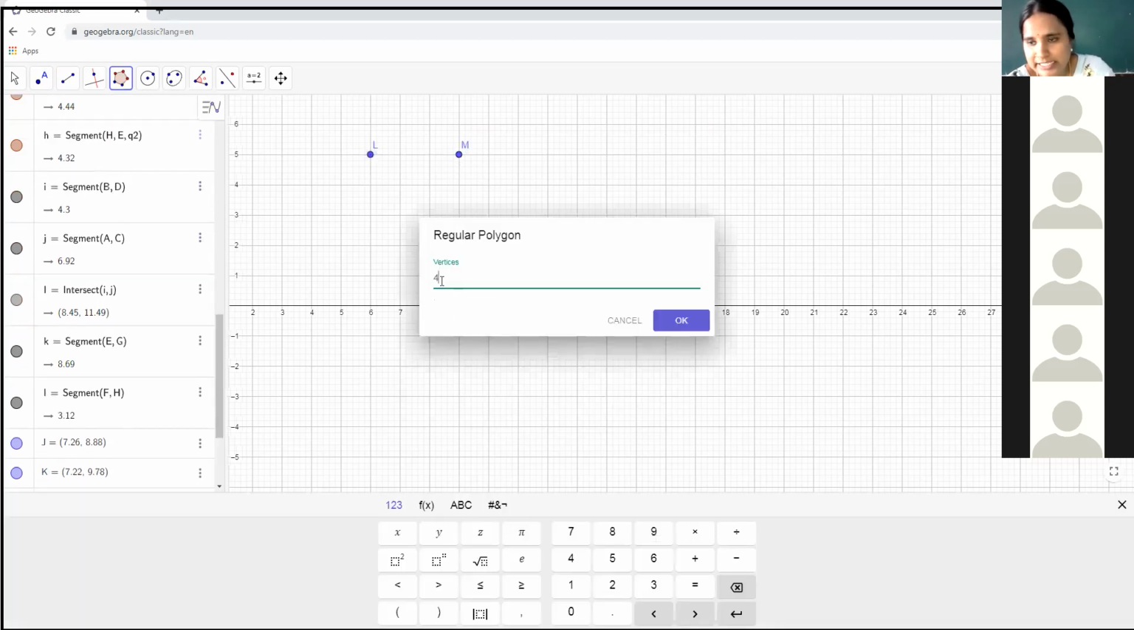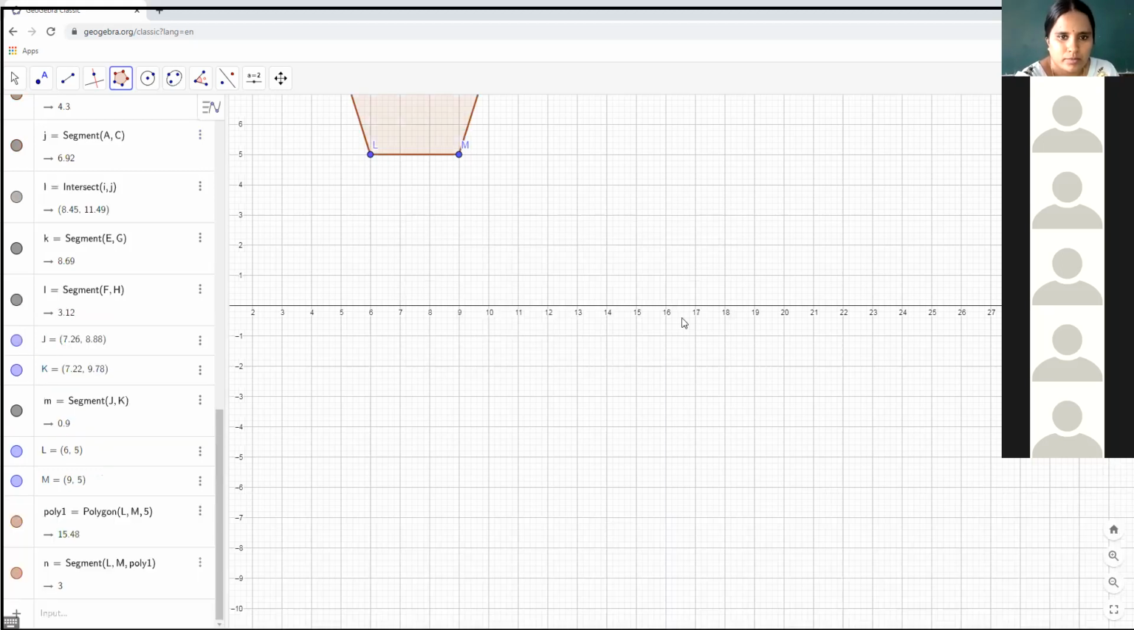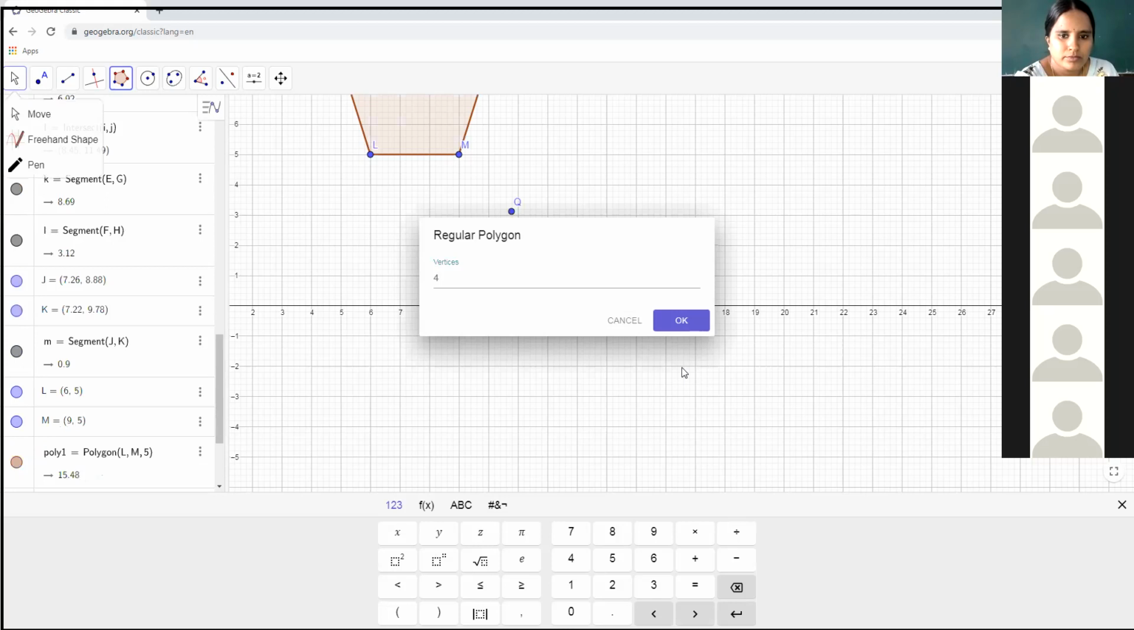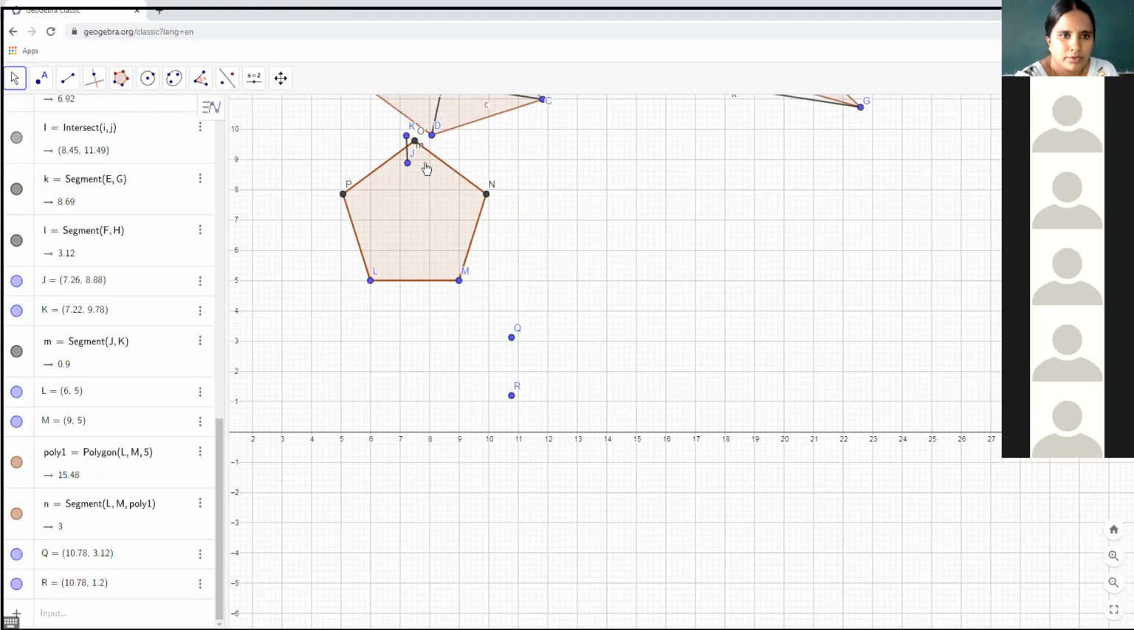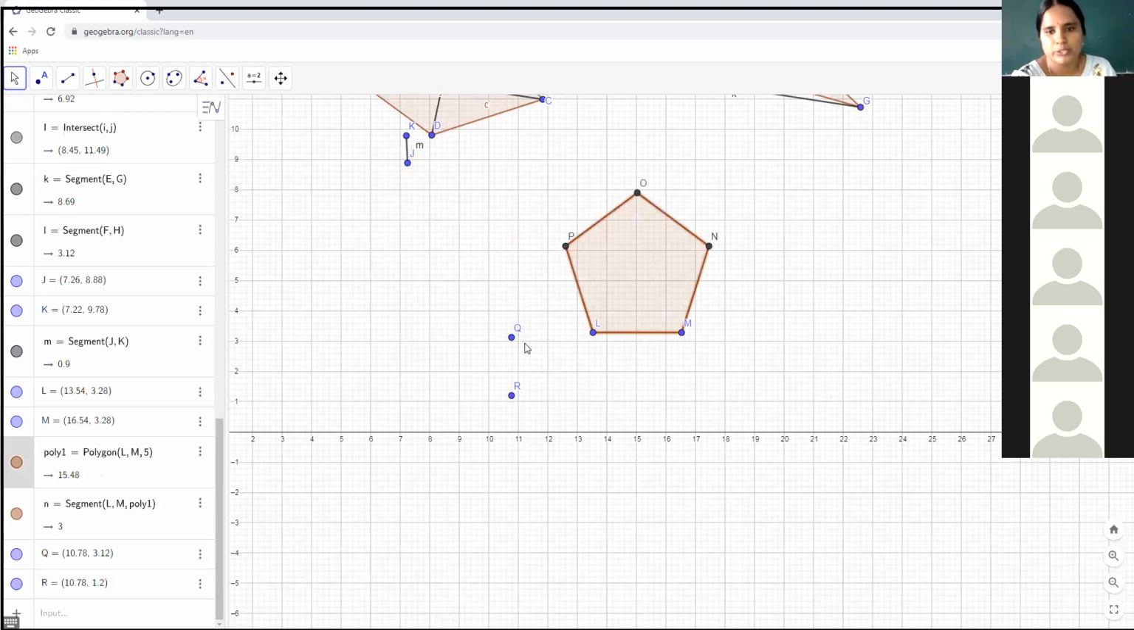And it is asking for me to enter the number of vertices. Okay, so as we have discussed earlier, the polygon with 4 vertices or 4 sides is called a quadrilateral, and the polygon with 5 sides or 5 vertices is called a pentagon. Okay, like that. So I will give it as 5 sides and 5 vertices. I am going to draw a regular polygon with 5 sides and 5 vertices. So now you are able to see this.